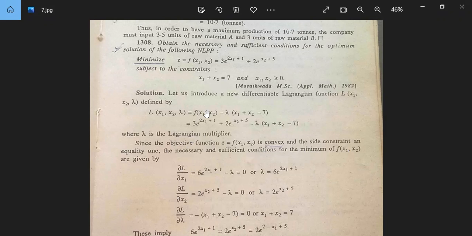If you differentiate L with respect to x1, you will get 6 into e to the power (2x1 plus 1) minus lambda equal to 0. From here lambda is 6 e to the power (2x1 plus 1). L with respect to x2 gives 2 into e to the power x2 plus 5 minus lambda equal to 0. From here lambda is 2 e to the power x2 plus 5. And with respect to lambda, we get minus x1 plus x2 minus 7 equal to 0, means x1 plus x2 is equal to 7.